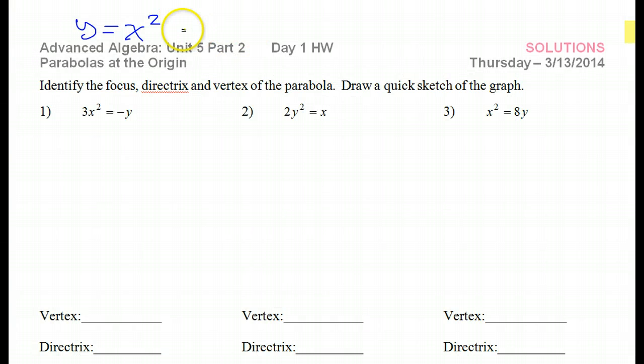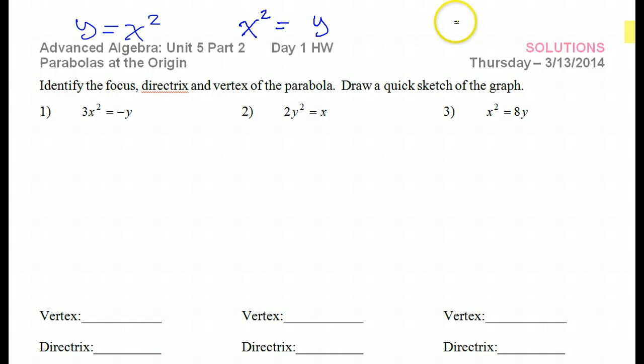Now, please understand that in the models we're going to be doing today, we're going to be looking at the equation written around in the other direction, more like x squared equals y. But that's still the same thing, okay? It's still the same thing.